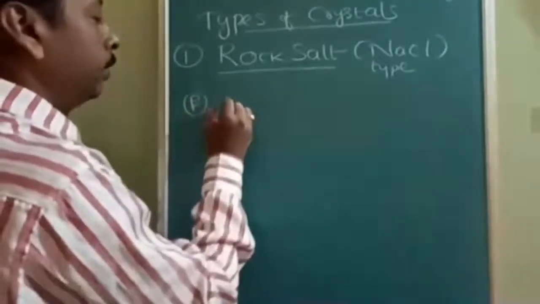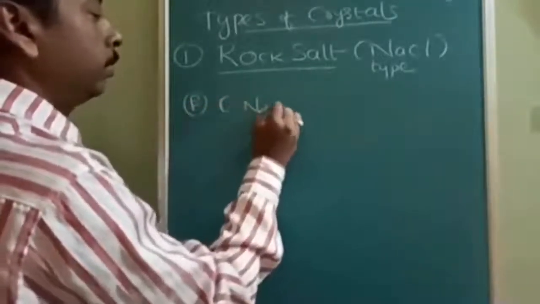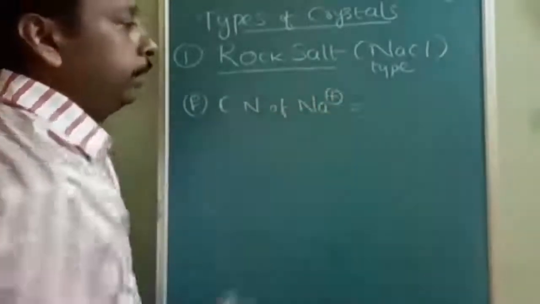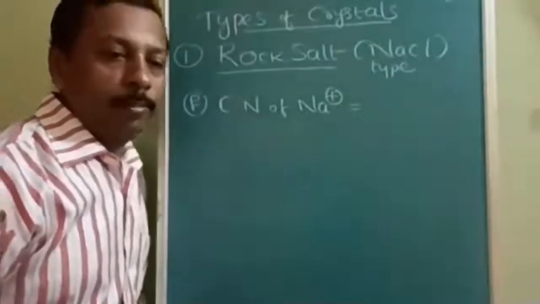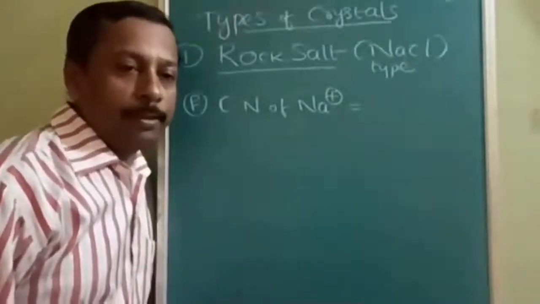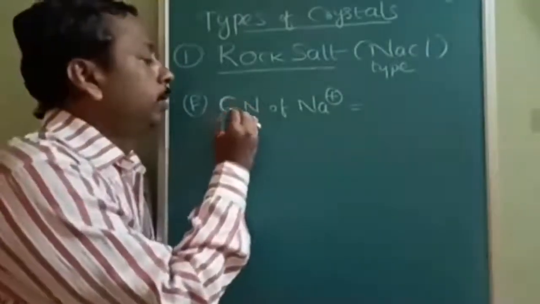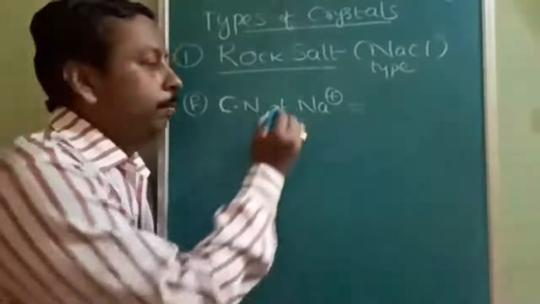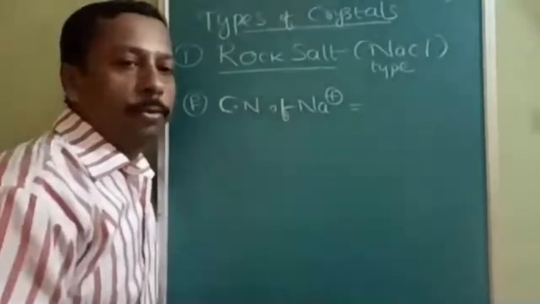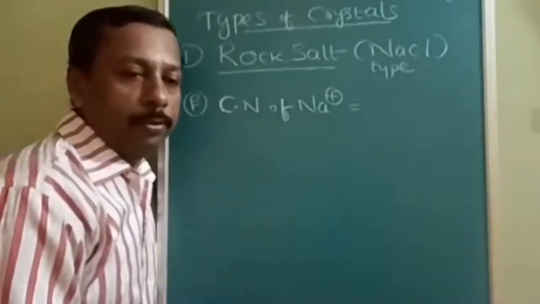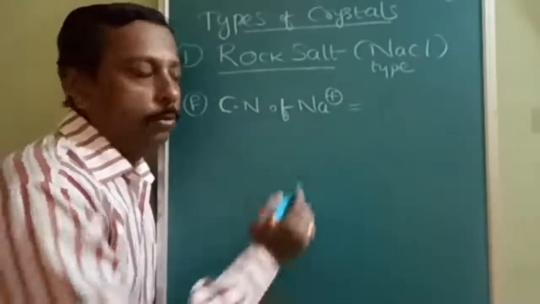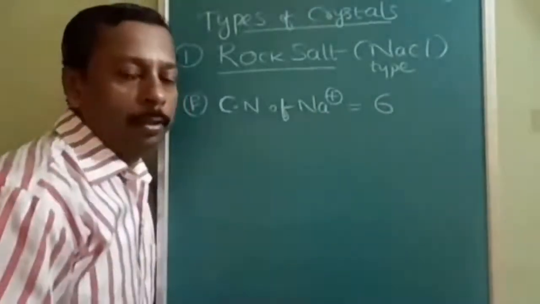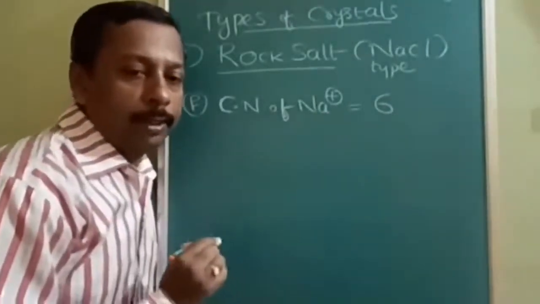Here, coordination number of Na+. Who can tell me the coordination number of Na+? I told you to remember the first 2 points. In the first 2 points only, I clearly mentioned sodium positive occupies octahedral voids. So octahedral voids coordination number is how much? 6.